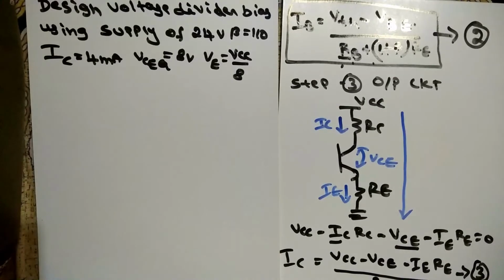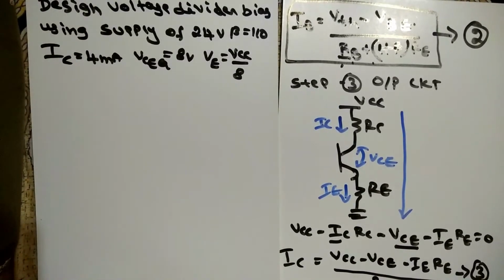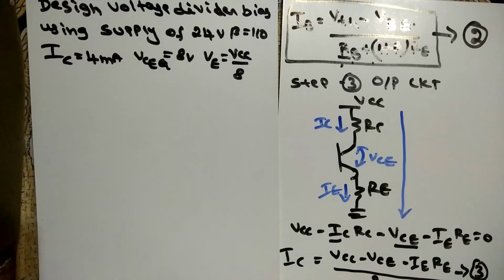One more problem you can do. Design voltage divider bias using supply of 24 volt, beta is equal to 110, IC is equal to 4 milliamp, VCEQ is equal to 8 volt, and VE is equal to VCC by 8. Here IC or ICQ both are same, and VCEQ or VCE both are same. So our aim is to design this.